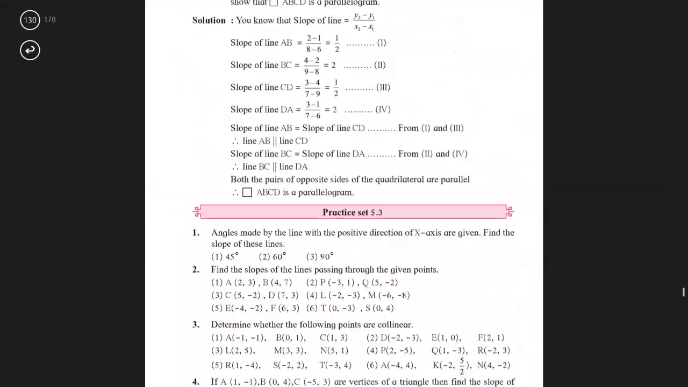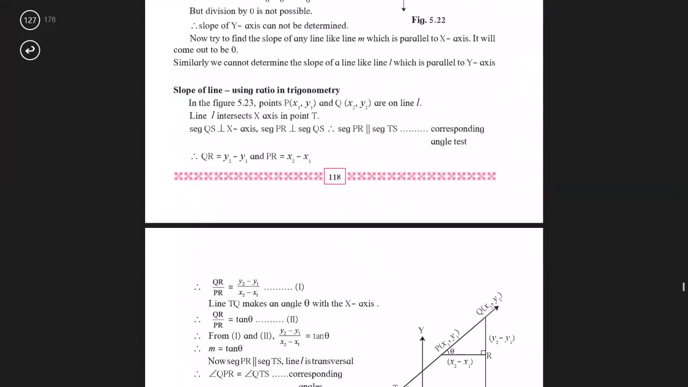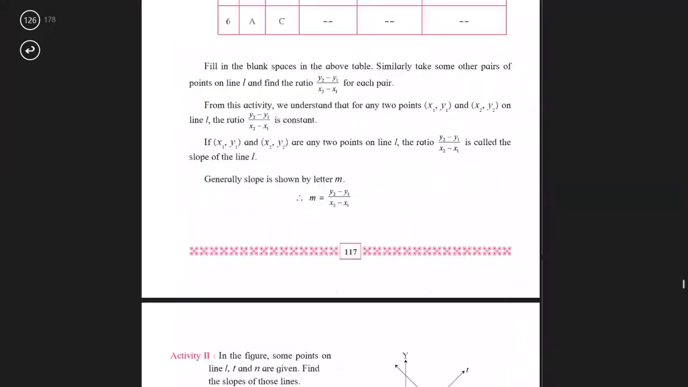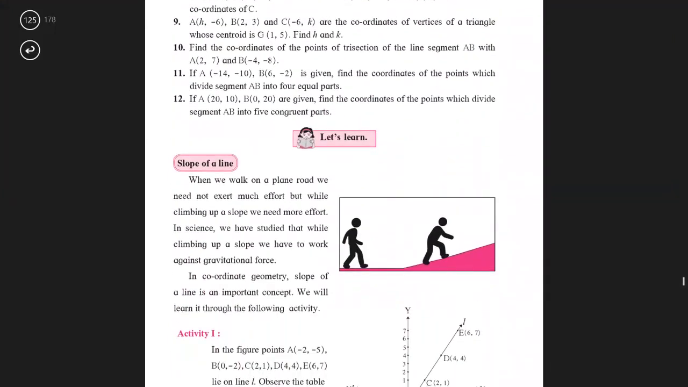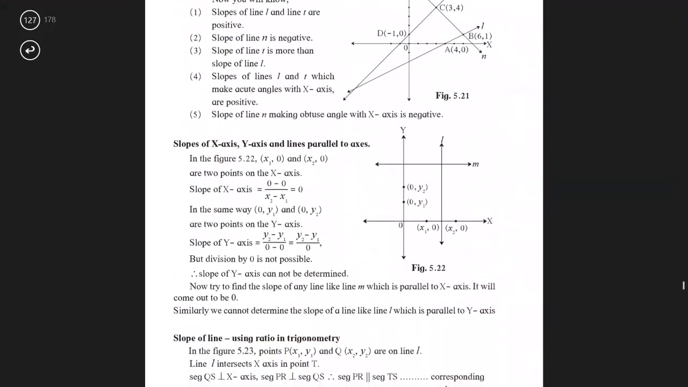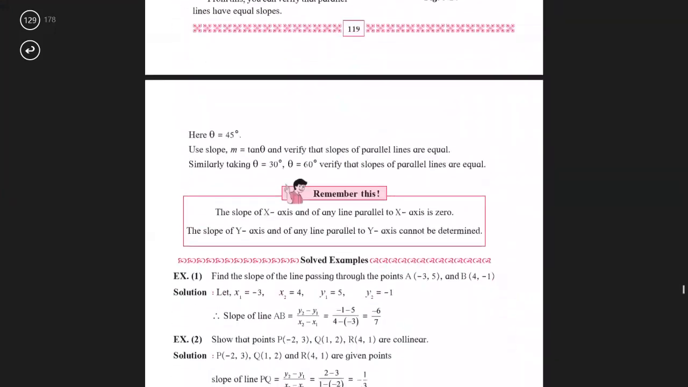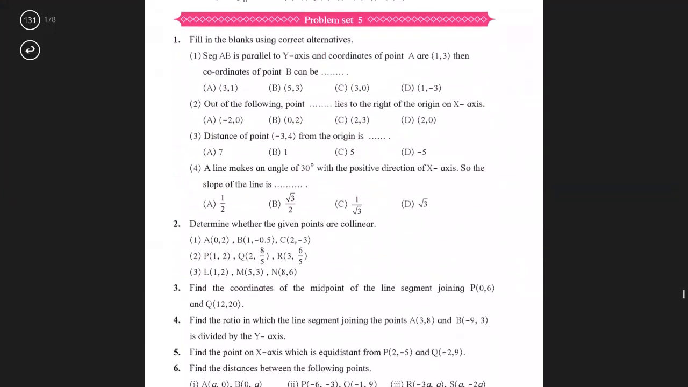Children, the third exercise has been deleted for this chapter. So we had completed up to the second exercise, up to question number 12. Now this topic, slope of a line, has been deleted for you for this year. And so we begin with problem set 5.